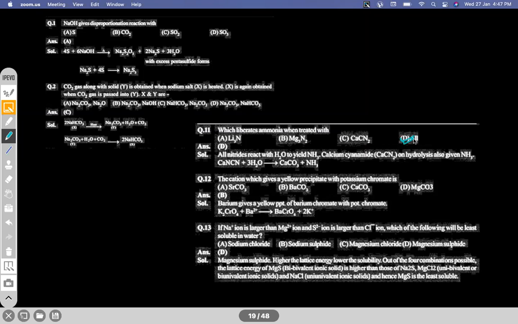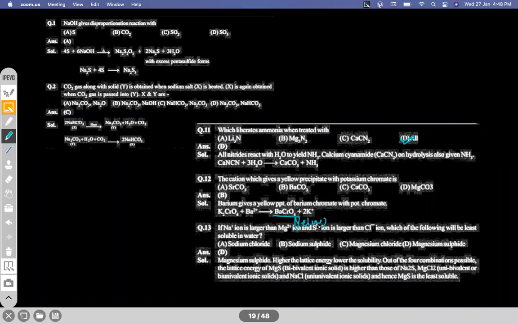The cation which gives a yellow precipitate with potassium chromate. Okay, this is also factual. Barium gives a yellow precipitate of barium chromate. This color you must remember: BaCrO4 is yellow in color. So K2CrO4 plus Ba2+ gives barium chromate and 2K+, a yellow precipitate.